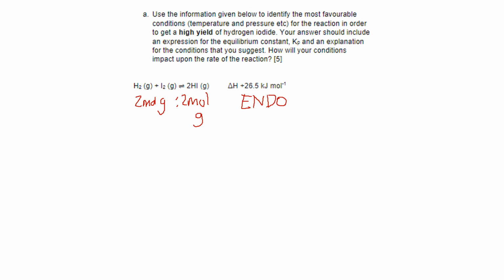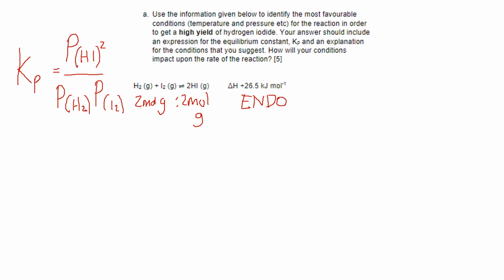So firstly, let's start by writing the Kp expression. Kp, capital K, because it's an equilibrium constant. So that means the equilibrium constant in terms of pressure. And that's equal to the pressure of the products. So that's the HI. But because there's 2 moles of the HI, it needs to be squared, divided by the pressure of the hydrogen times the pressure of the iodine. So that's your Kp expression.